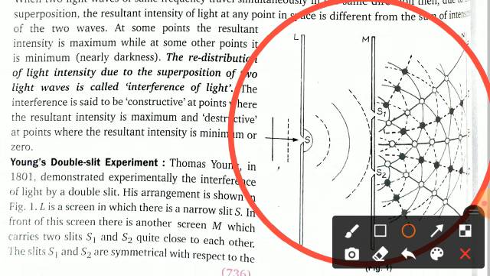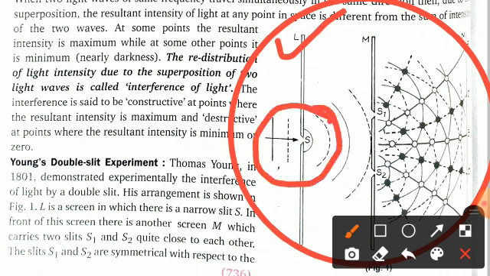Fine. His arrangement is shown in figure number 1, as you can see here. L is a screen, in which there is a narrow slit. This is the slit. I hope you know very well what a slit is. If you make a mark with a blade on a sheet of paper or a cardboard, a very thin line is created over there, and that is called the slit. The same thing Thomas Young did in his experiment.